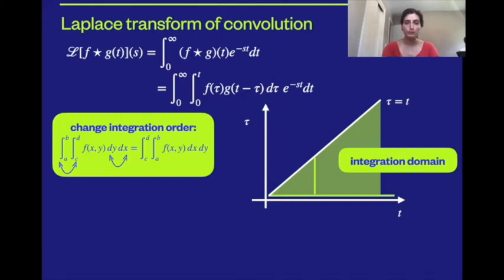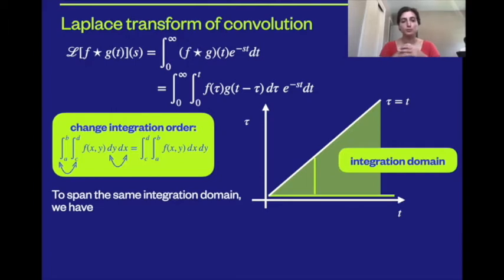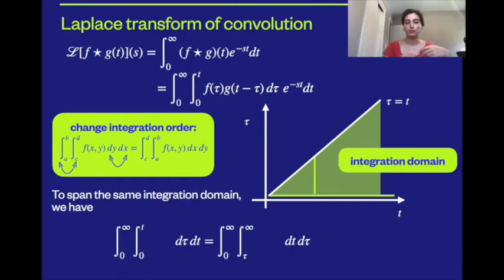If we are to swap the order of the integration, then we need to be careful to always span the same integration domain. So the integral in which tau was going from 0 to t and t was going from 0 to infinity is now changing: t goes from tau to infinity. So we're going horizontally in t always, and tau is going from 0 to infinity.